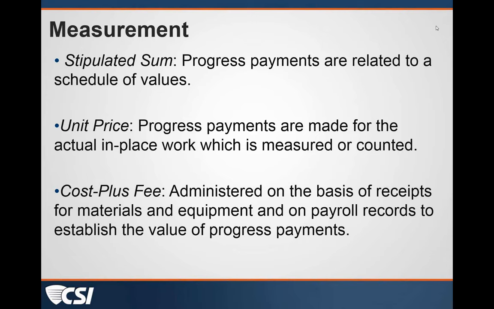So to measure the work that's been done for the stipulated sum contract, progress payments are related to the schedule of values. I'm going to talk about the schedule of values in a bit. For unit price contracts, the progress payments are made based on the actual work in place. You actually measure or count the units. You've got the agreed upon unit price. You do the math. That's what the payment application is going to be for. For a cost plus fee, the contractor will submit receipts, invoices for the materials, equipment, payroll for his labor that he's used, as part of his progress payment, and then on top of that, he'll get his markup of whatever that percentage is that's been agreed to.